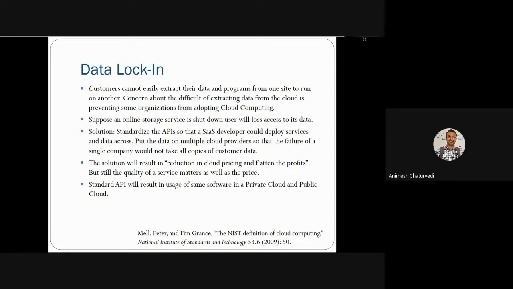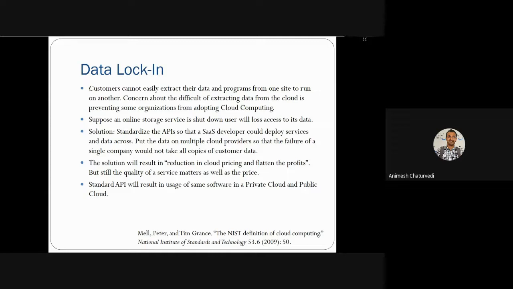Then the solution will result in redundancy and cloud pricing. And so these are the issues, which means you need to pay extra for two different cloud providers. Then some issues happen, like quality of service over price. So you tend to get inclined toward quality of service rather than price issues.